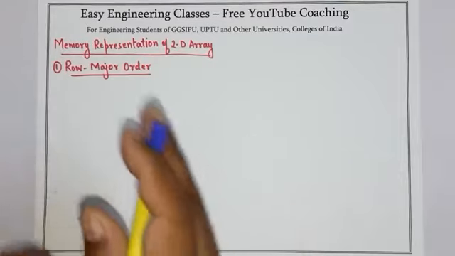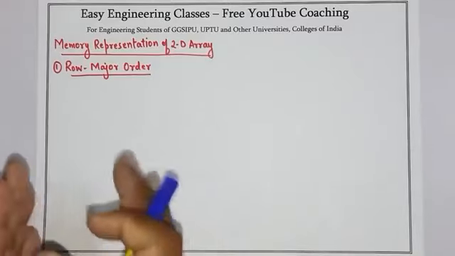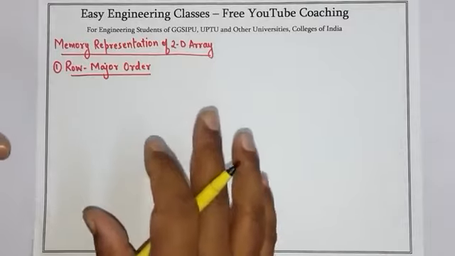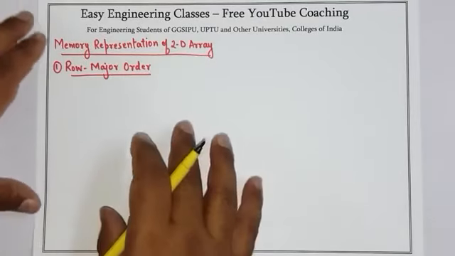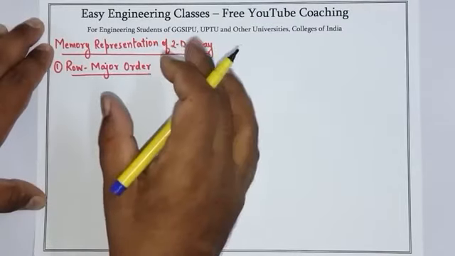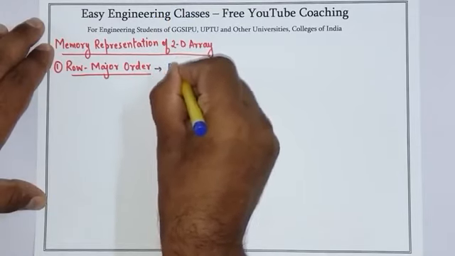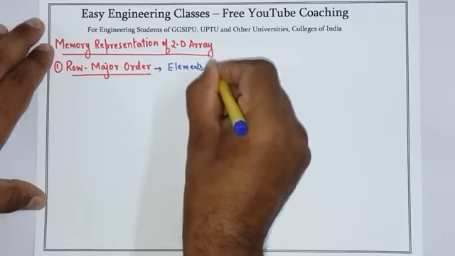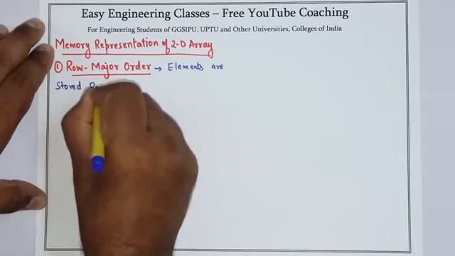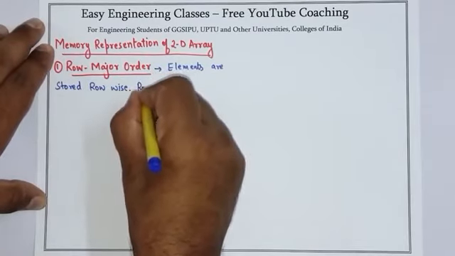There are two different techniques, one is row major and another is column major. In this video I will cover row major order. In row major order, the elements of the array are stored row wise. So we can say that rows are listed on the basis of number of columns. First, the elements are stored row wise, and the rows are listed on the basis of columns.